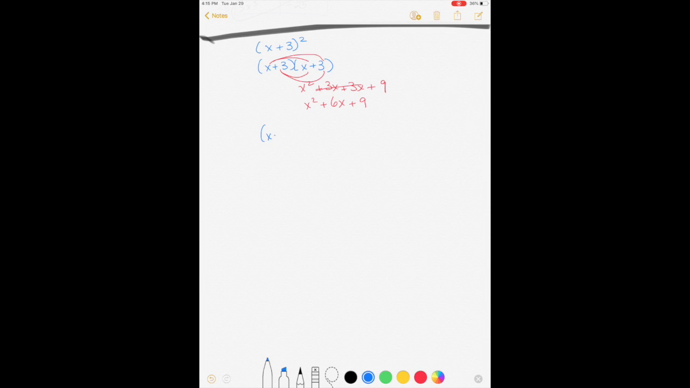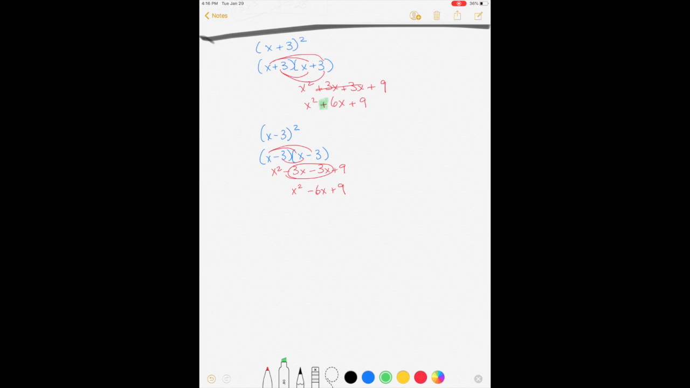Now sometimes what you want to square is not being added. Sometimes it has a subtraction sign. So what if you had x minus 3 squared? Well, it's essentially the same. We have two of the same, x minus 3, and we're going to multiply them together. I'm using the FOIL method here to get my final answer, x squared minus 6x plus 9.